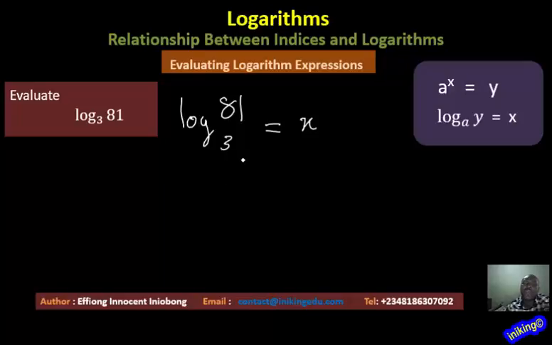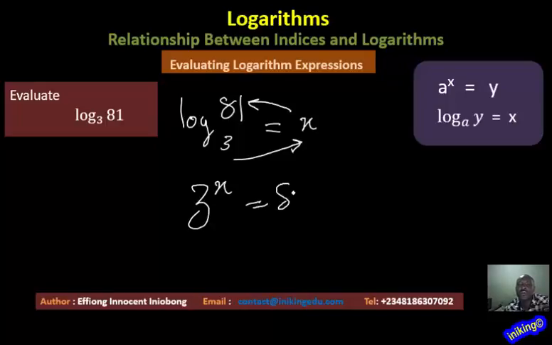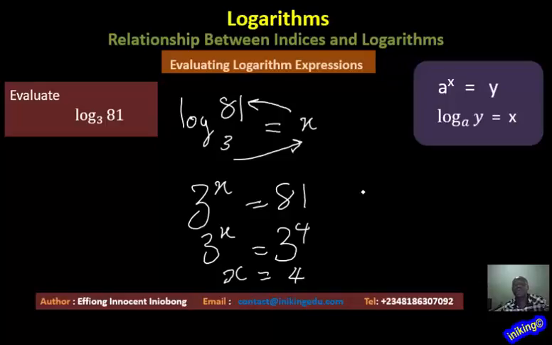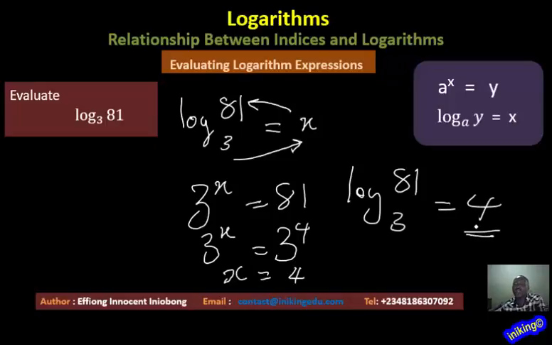I say, oh, from here, my 3 raised to power x should give me 81. Okay, 3 raised to the power of x is equal to 81. That leads to a simple exponential equation. I say, oh, 81, I know you are 3 raised to power 4. Okay, once again, our x is 4. If my x is 4, then I can simply say here that the logarithm of 81 to base 3 is therefore equal to what? 4. And that's all that we are expected to do.